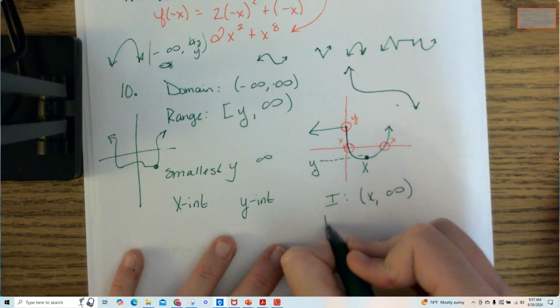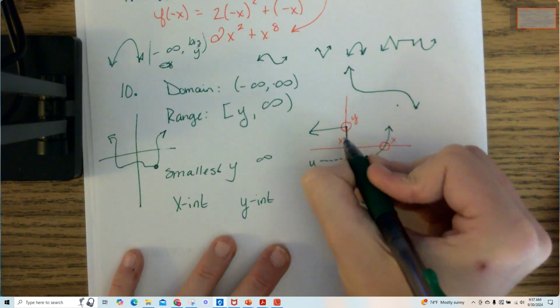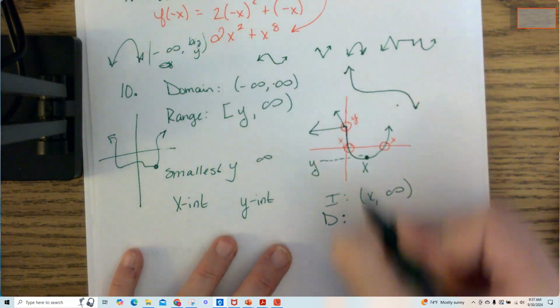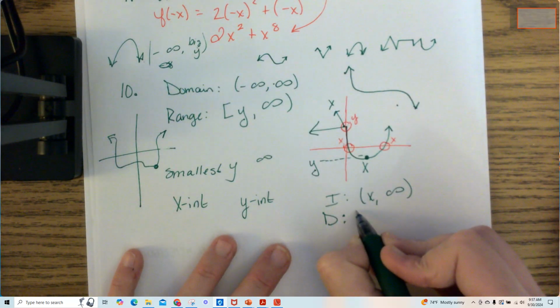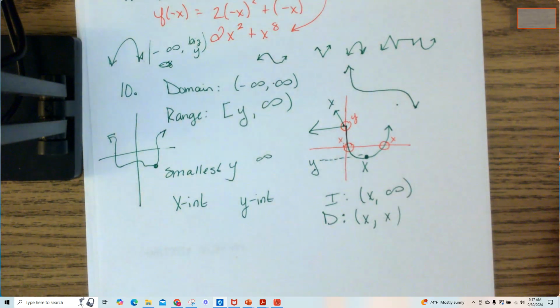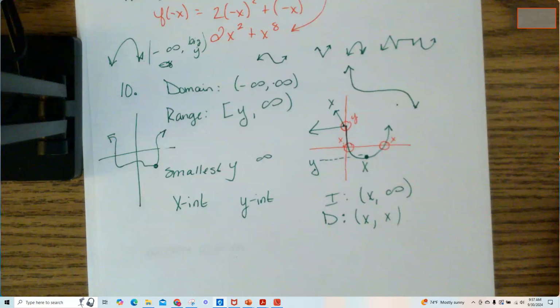Does it ask decreasing too? Yes. So whatever this x value is. Did you put brackets or parentheses? I put parentheses. You're supposed to put parentheses because it's the x value, not the y value. X values, not y values.